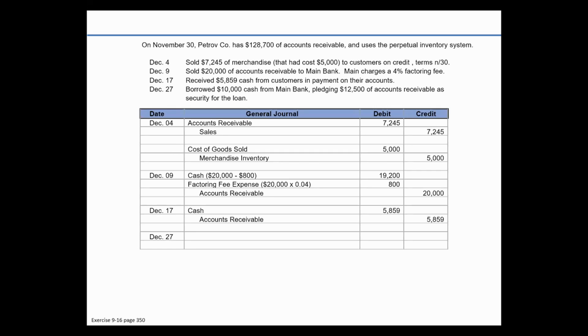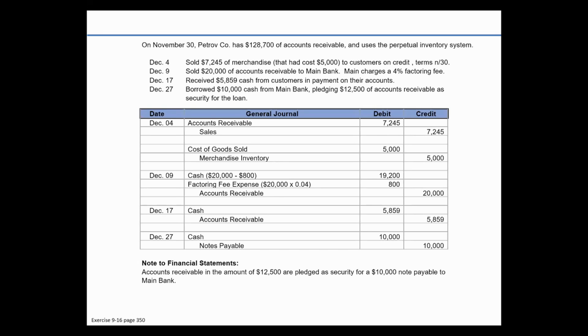And on December the 27th, we borrowed $10,000 of cash from Main Bank, pledging $12,500 of accounts receivable as security for the loan. So we would debit cash $10,000, and then we would credit the notes payable, which is a liability, for $10,000. And then again, a note to financial statements: accounts receivable in the amount of $12,500 is pledged as security for a $10,000 note payable to Main Bank. So you wouldn't have to do a journal entry if you're pledging the amount, but you do have to make a note on your financial statements that that's what you're doing.